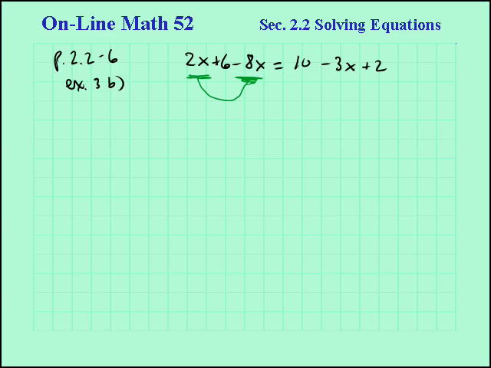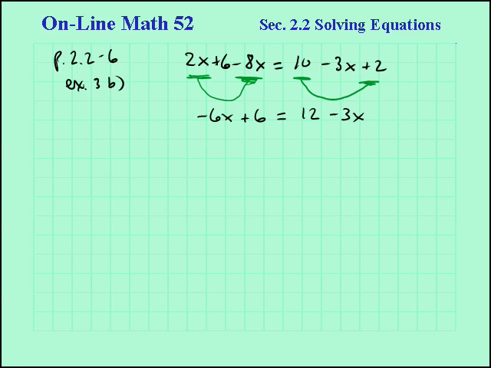Likewise, on the right side we have a positive 10 and a positive 2. Again, like terms, and they should be combined as preparation for solving, before we figure out what we're going to do with the rest of the equation. So, let's go ahead and combine those. 2x minus 8x is a negative 6x, plus the constant 6 that's already there that didn't combine with anything. 10 plus 2 is 12 minus 3x. And we've made a simpler equation out of this.